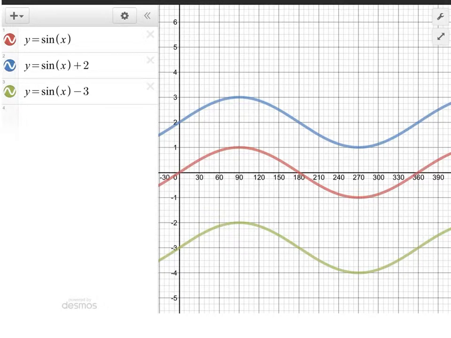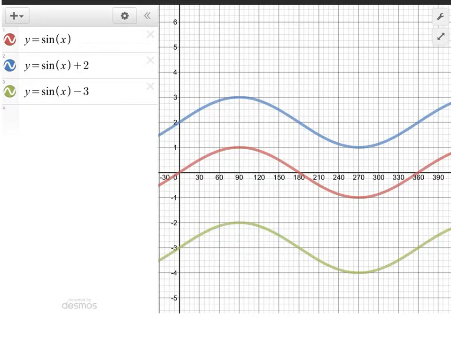our equation. So as you can see from this picture, I've drawn the graph of y equals sine x. That's the red graph here. That's the original y equals sine x. Then I've drawn the graph of y equals sine x plus 2, that's the blue one, and y equals sine x minus 3 is the green one. So what we want to see is if we can tell just from looking at the equation what's going to happen to the graph. And as you can see, the graph has been sort of lifted up and moved.